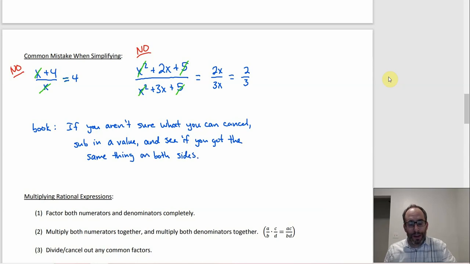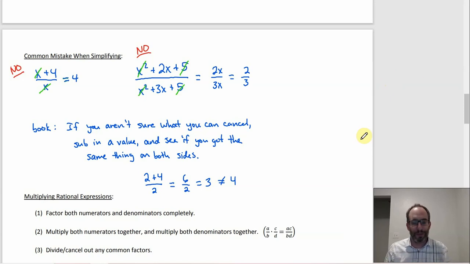So, like on, I guess the one that's on the left, that'll be easier. What if we sub in a 2? Then you'd have 2 plus 4 over 2, which is going to end up being 3, right? Because this is 6 over 2. So this is 3. It's not 4, right? So that kind of thing.